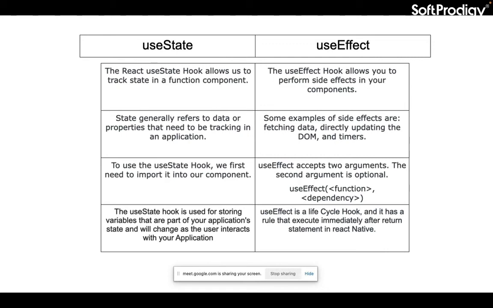And coming to useEffect, it accepts two arguments. The second argument is optional, that is the dependencies used in the useEffect. And coming to the fourth point, the useEffect hook is used for storing variables that are part of your application state and will change as the user interacts with your application. useEffect is a lifecycle hook, and it executes immediately after the return statement in React Native. So the main purpose of useEffect is that it is a real time React hook.